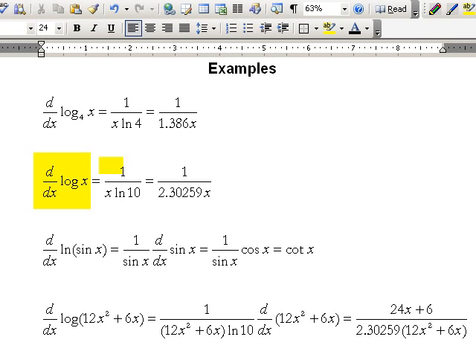Now I want to take the derivative of the natural log composed with sine x. So sine x is the argument of the natural log. This is its argument right here. So the outside function is natural log, the inside function is sine x. I take the derivative of the outside function and get 1 over the sine of x. Then I have to take the derivative of the sine of x and get the cosine x. And here's your answer.